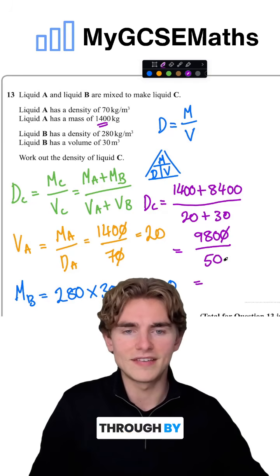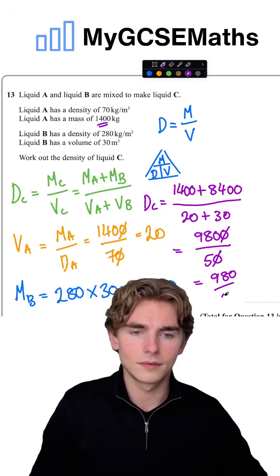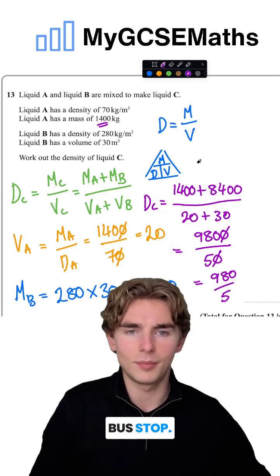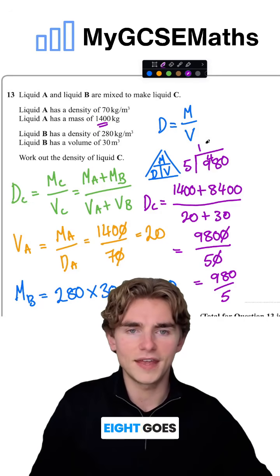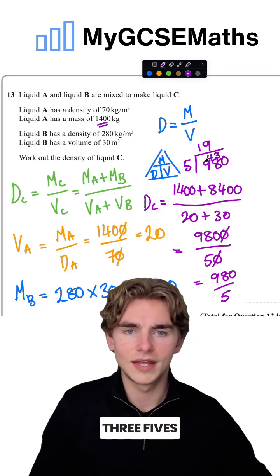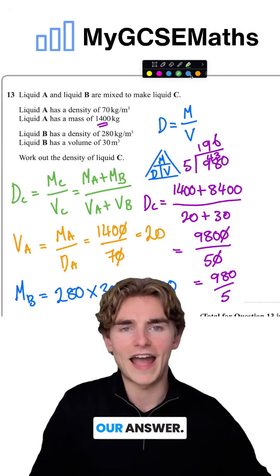Divide top and bottom through by 10, we have 980 over 5. And now using bus stop, 5s into 9 goes once, remainder 4. 5s into 48 goes 9, remainder 3. 5s into 30 goes 6, remainder 0, giving us our answer.